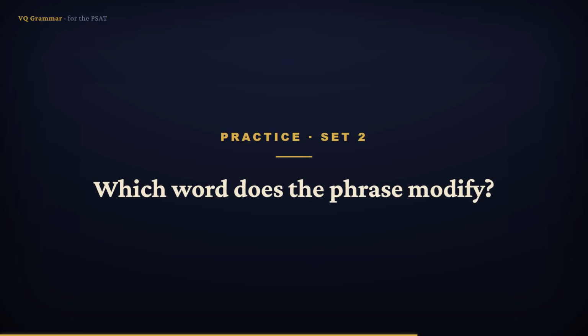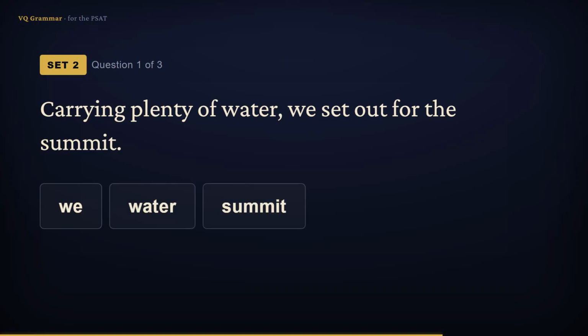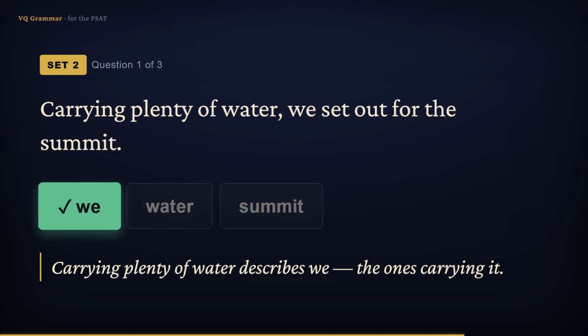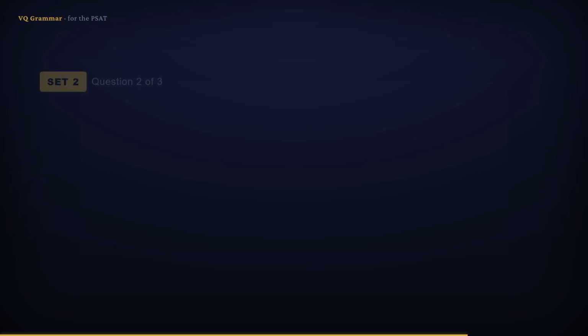Now each sentence has a participial phrase. Find the noun or pronoun that the whole phrase describes. Remember, it should be the word sitting right next to the phrase. Pause and try each one. Carrying plenty of water, we set out for the summit. The phrase carrying plenty of water describes whoever was carrying it. Who was that? We were. The phrase modifies the pronoun we, so the answer is we.